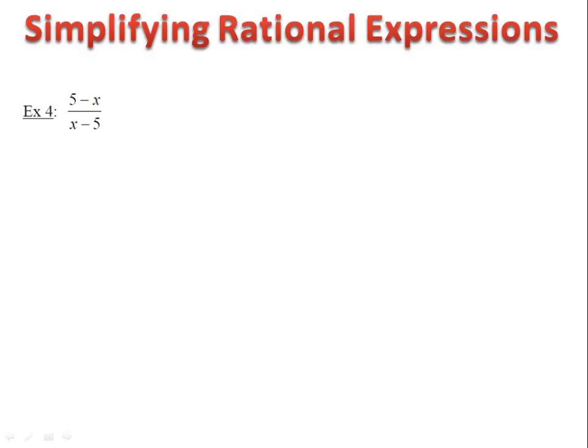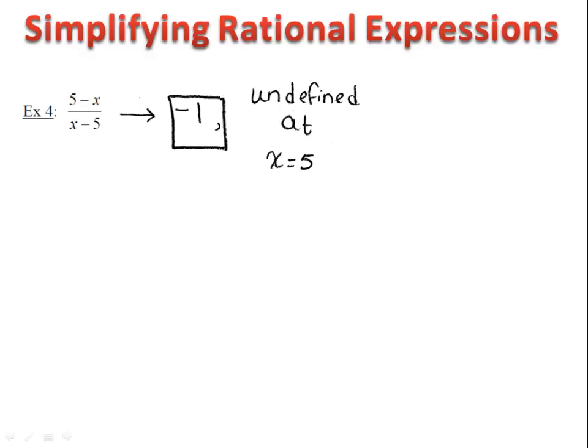Let's take a look at our first example. Example 4. Do you see anything here? That's right, we have opposite factors, and so those cancel to negative 1. Don't forget we have to state our undefined values. This expression is undefined at x equals 5.